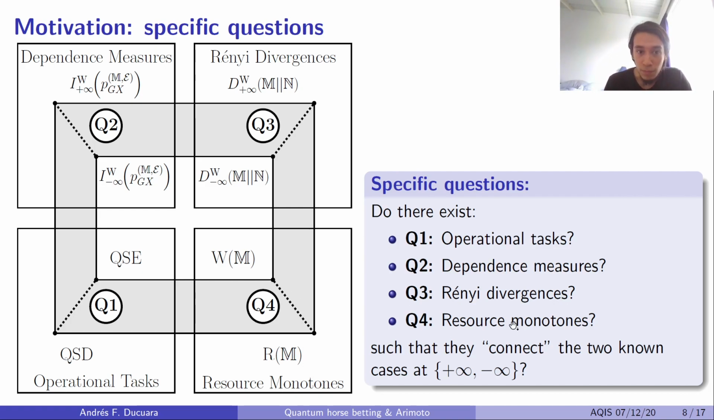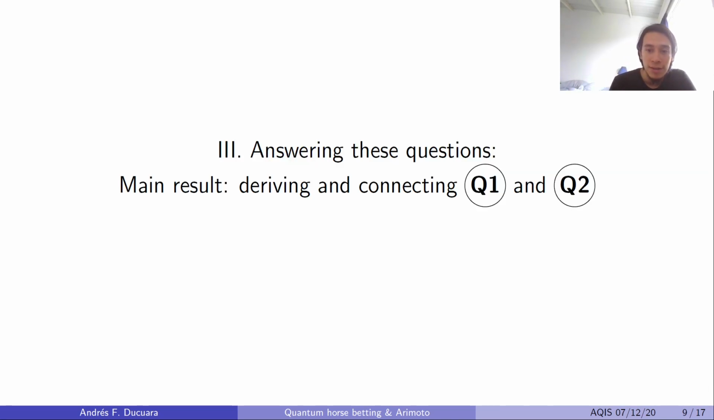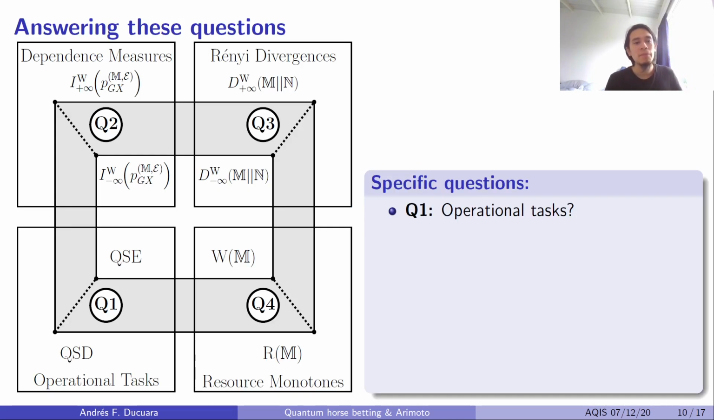So this is the four specific questions. In this talk, I'll be going through question 1 and question 2, and we will see how they are connected. In fact, once that is done, one can also derive answers for question 3 and question 4, but unfortunately I won't have time to address those. Right, so let us answer question 1 and question 2 and address how they are related to each other.